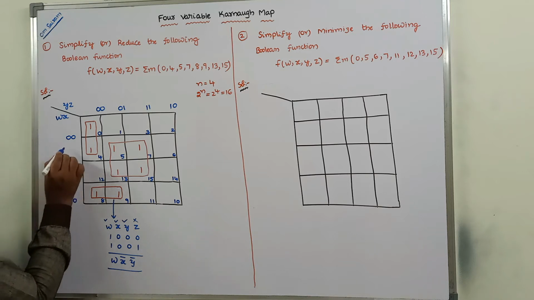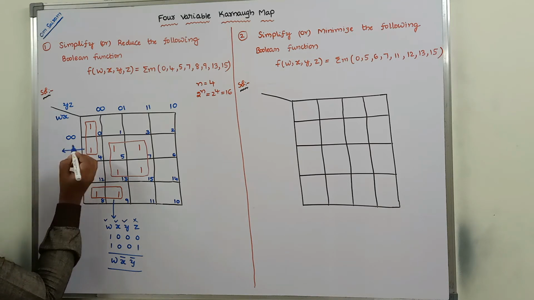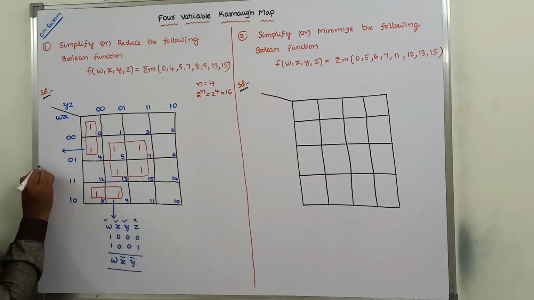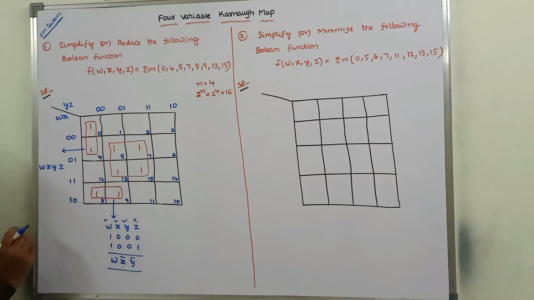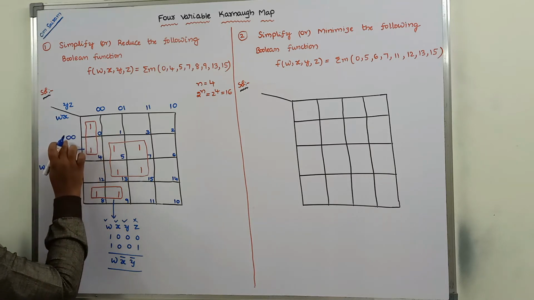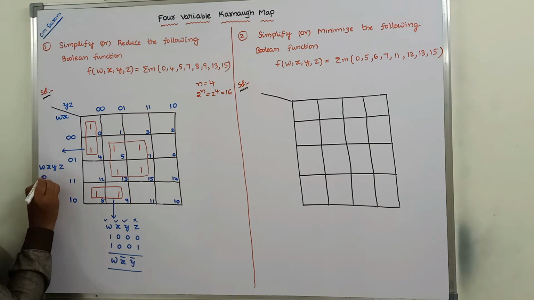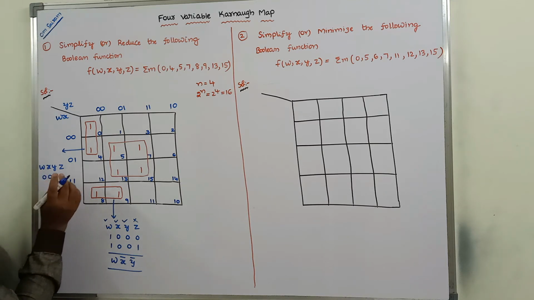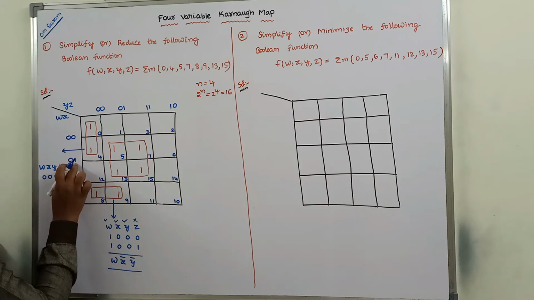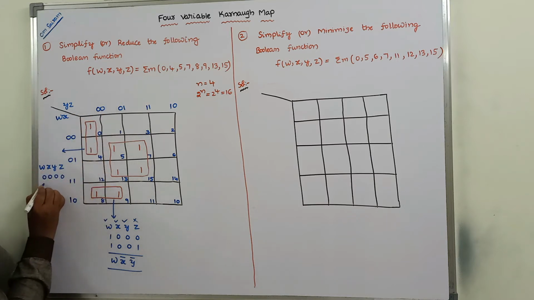Okay, next one. For this pair we have to write the minimal expression. So W X Y Z. For this one, row wise 0 0, column wise 0 0, so 0 0 0 0. For this one, row wise 0 1, column wise 0 0, so 0 1 0 0.